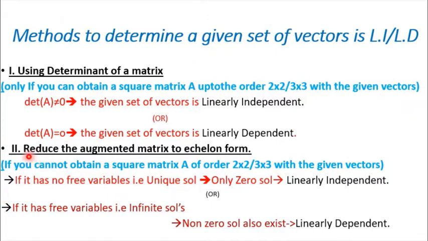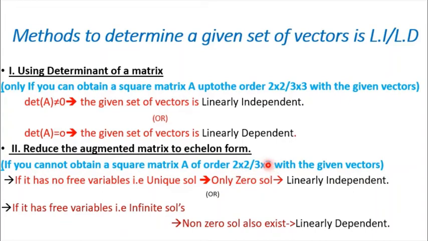And what is the second method? Reduce the augmented matrix to echelon form. That is, if you cannot obtain a square matrix A of order 2 by 2 or 3 by 3, that is, if you cannot use the first method, the determinant, because you don't get either 2 by 2 or 3 by 3.